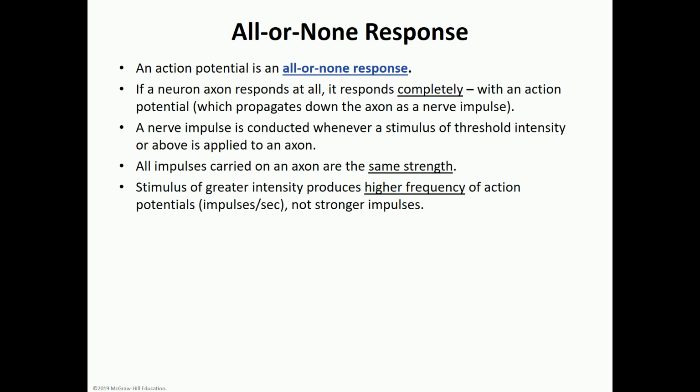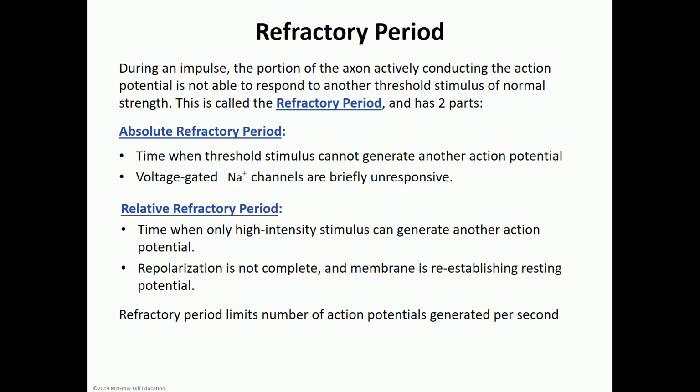So again, your all or none response, it either happens or it does not happen. You either feel the pain or you do not feel the pain. When you go through the all response and an action potential actually does occur, again, the amplitude of the curve is the same regardless of the stimulus. We interpret the different intensities of these stimuli due to the change in the frequency of the action potential, not the amplitude.